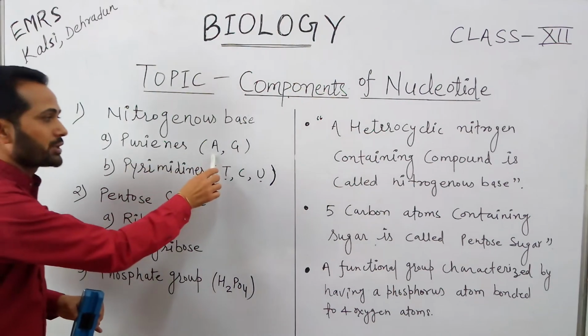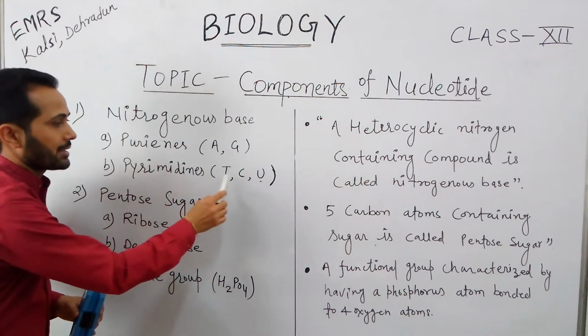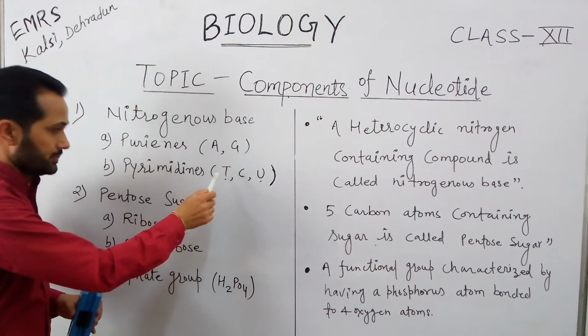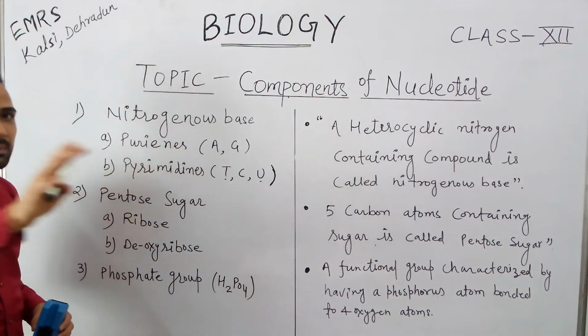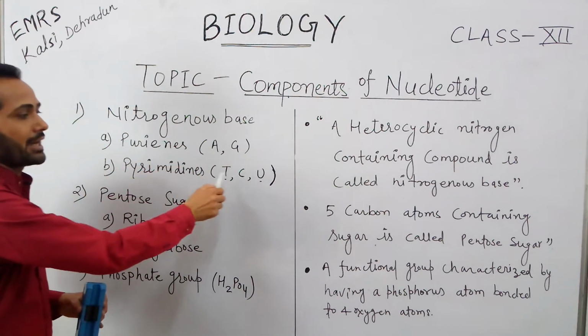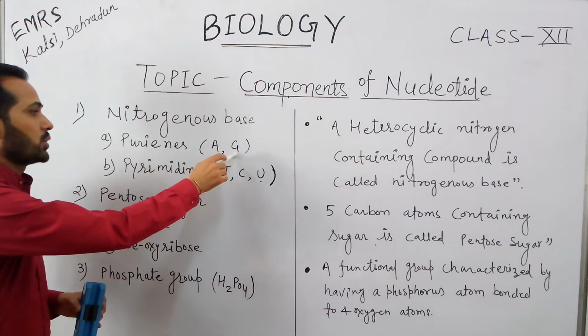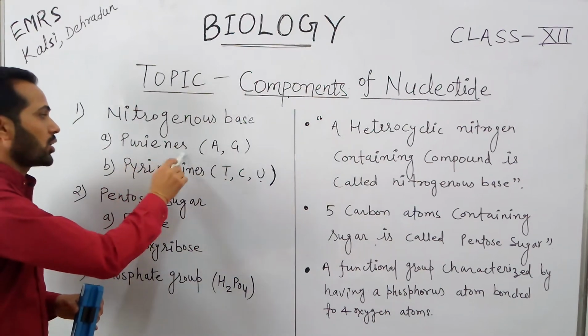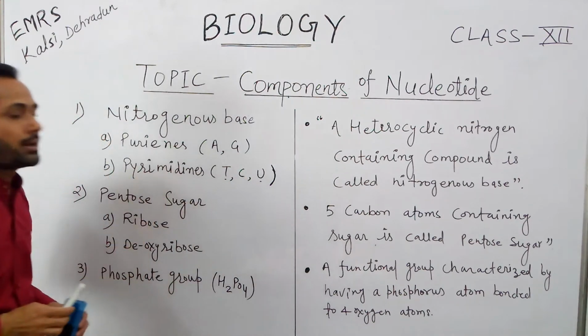Purines are of two types, adenine and guanine. On the other hand, pyrimidines are of three types: thymine, cytosine and uracil. So there are five nitrogenous bases: adenine, guanine, thymine, cytosine and uracil. Adenine and guanine are called purines. On the other hand, thymine, cytosine and uracil are called pyrimidines.